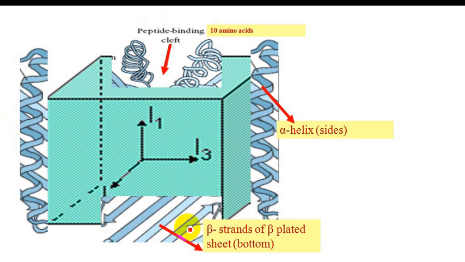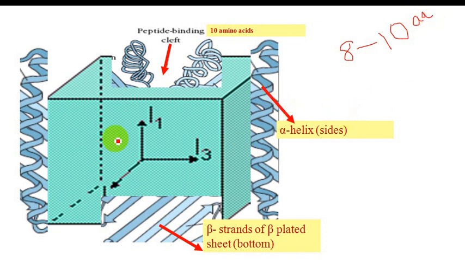It's the beta strands of the beta pleated sheet, whereas the sides are made up of alpha helices. Obviously, if you have to take the content out, it will be from the top of the box, and the top of the box is made up of the peptide binding cleft. In case of class 1, this peptide binding cleft accommodates 8 to 10 amino acids, and the optimum size is 10 amino acids.